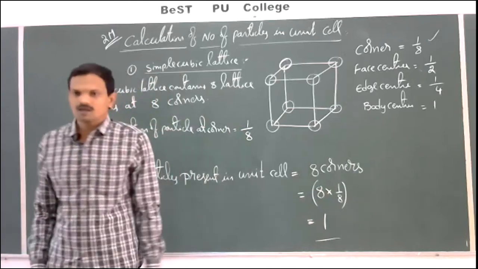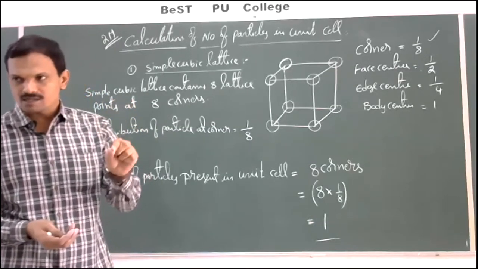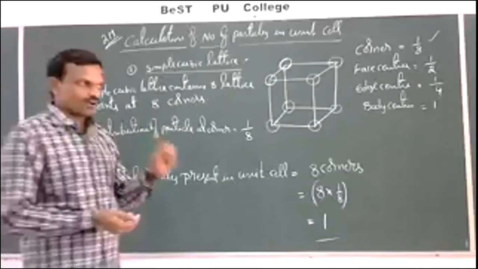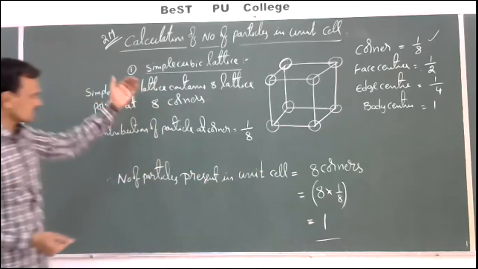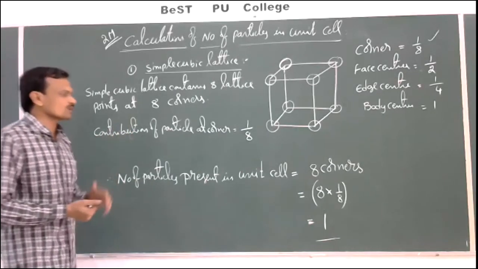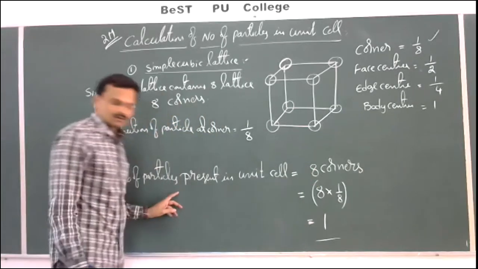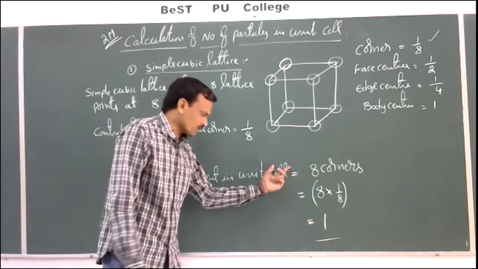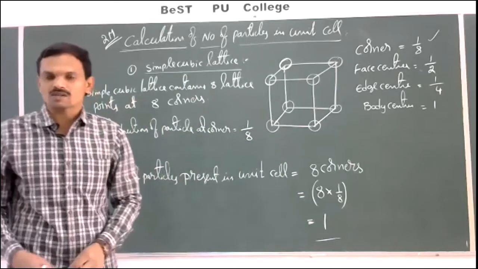Therefore, a simple cubic lattice contains 8 lattice points and the number of particles present in the unit cell is 1. So like this, you should write in the examination. Most of them directly write only this last step. If you do it directly like this, you can get only 1 mark. They will not give 2 marks there.